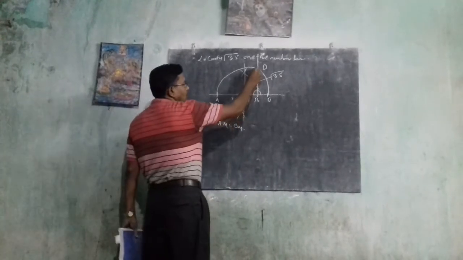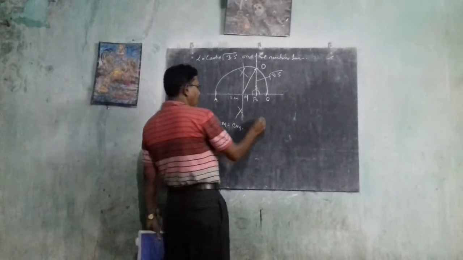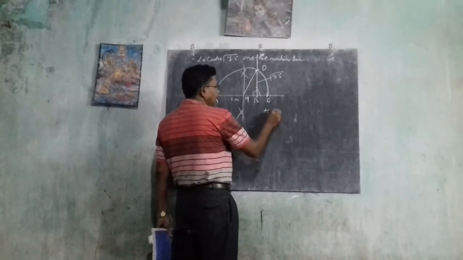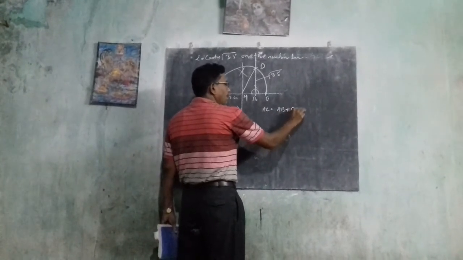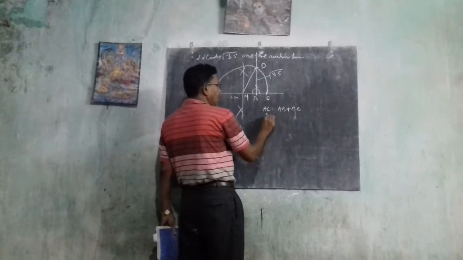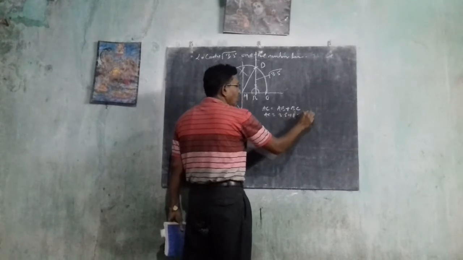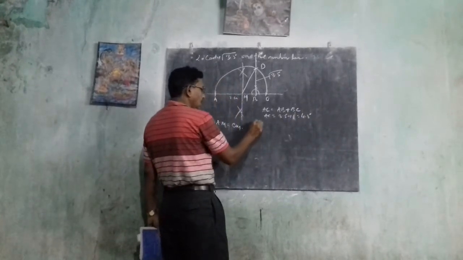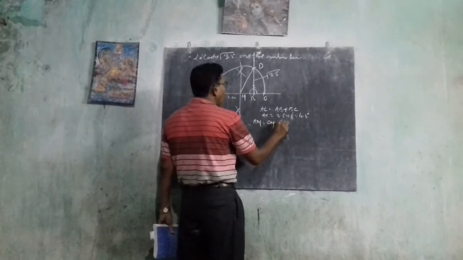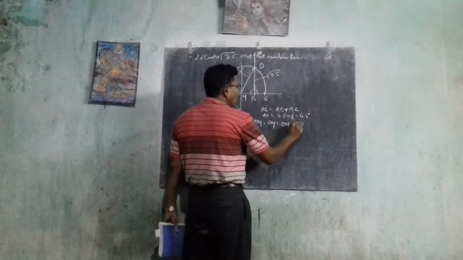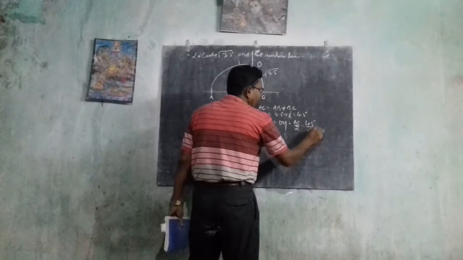Now join BM. Here, what is the value of AC? AC equals AB plus BC. So AC equals AB, 3.5, plus 1, equals 4.5. So here AM equals CM equals DM equals AC by 2. AC by 2 means 4.5 by 2.